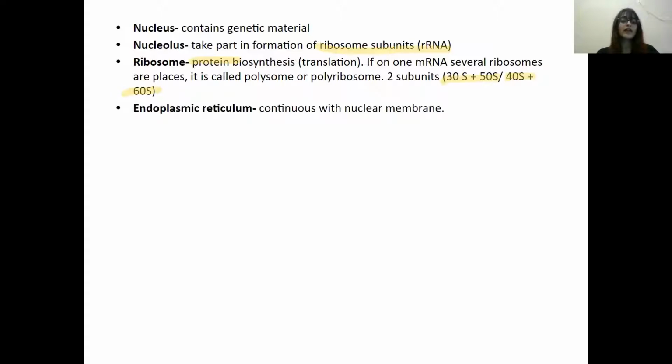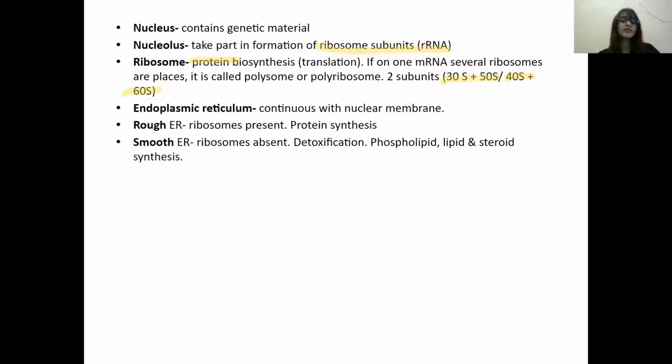Next up, we have the endoplasmic reticulum. Another thing that you should know is that it is continuous with the nuclear membrane. There are two types of endoplasmic reticulum, the rough one and the smooth one, based on the presence or absence of ribosomes. In the rough one, since the ribosomes are present, it has a rough look, and it is responsible for protein synthesis. So any cell that synthesizes more protein will have an abundance of rough endoplasmic reticulum.